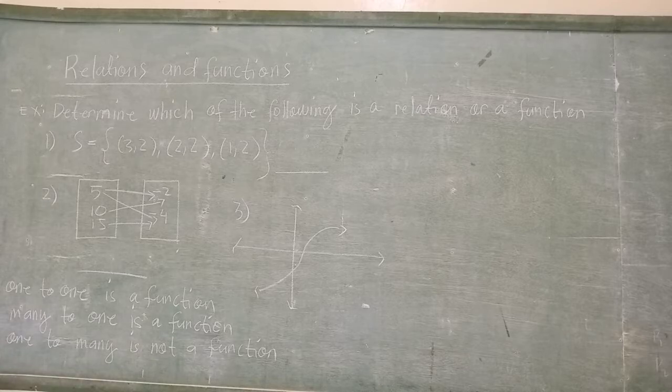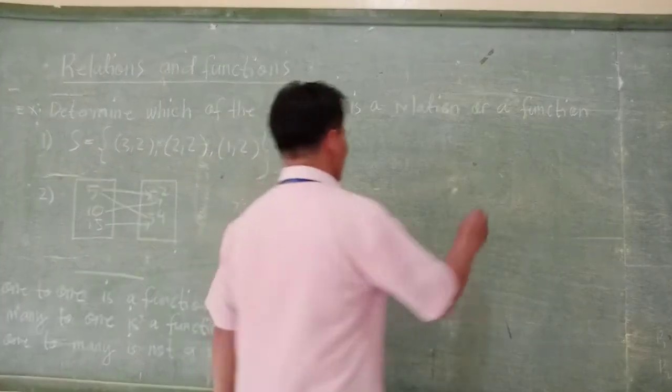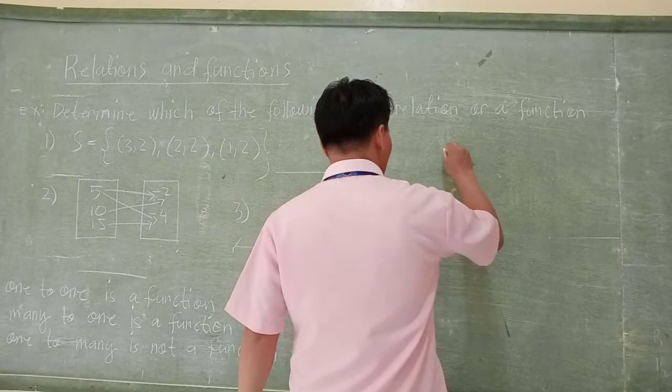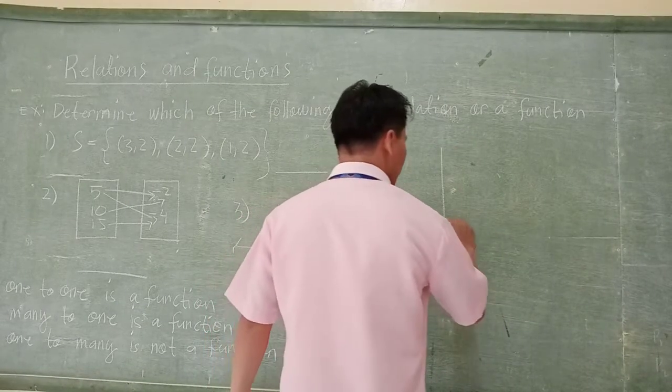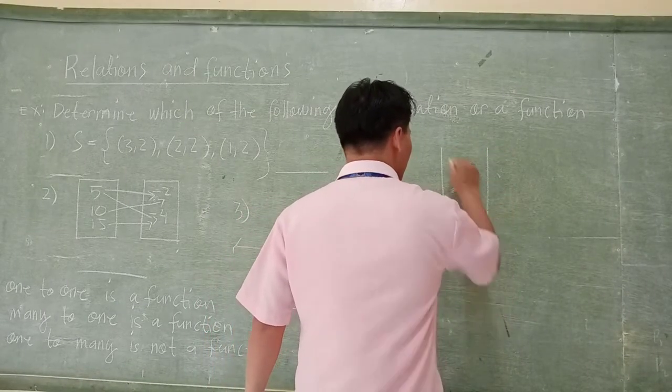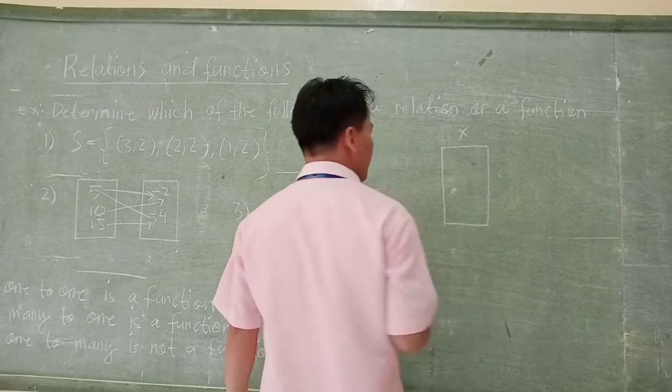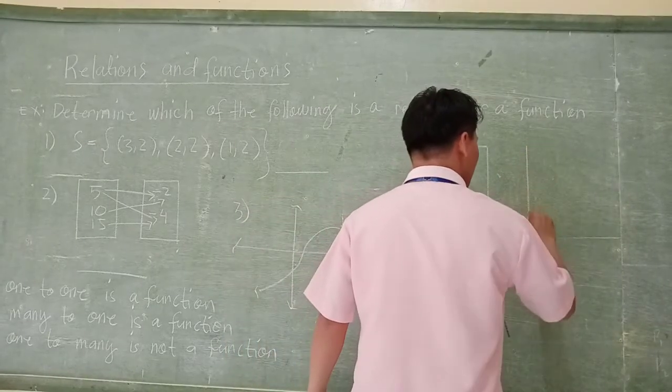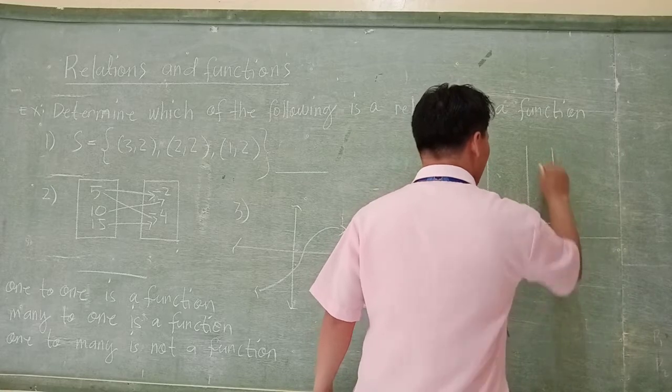Okay? So let us try to figure out number 1. So for us to easily identify if the given figure is one to one, many to one, or one to many, we will have to create a diagram mapping. So let us have problem number 1. Okay? We have here the first box for the x value or the domain, and the second box for the y value or the range.